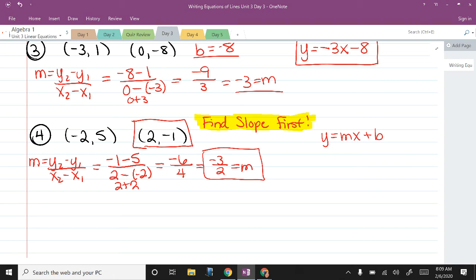Some people always use the first one. Some people always use the second one. I usually like to pick the ones that have smaller numbers on them and less negatives if there's one that's all positive and one that's all negatives. Okay? So I just pick whichever one looks simplest. This one, they're about the same.